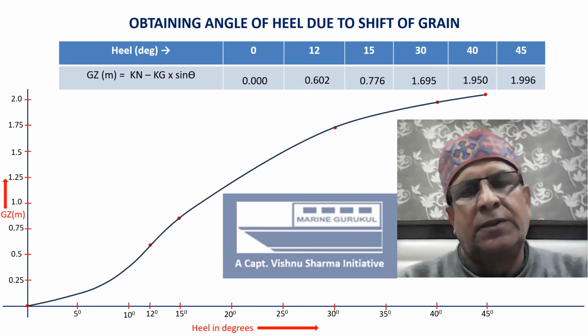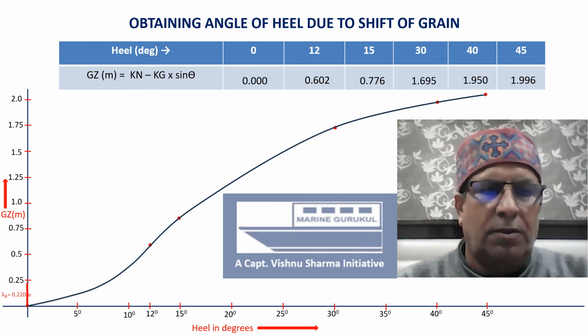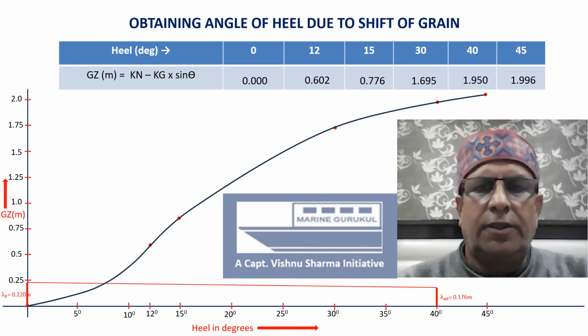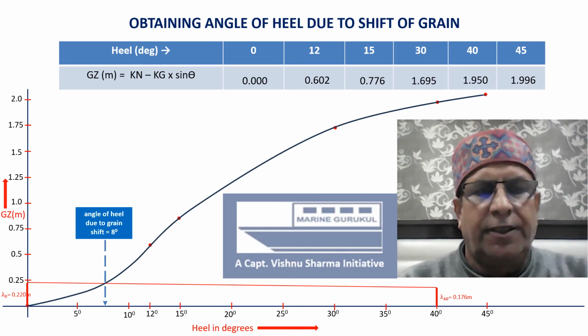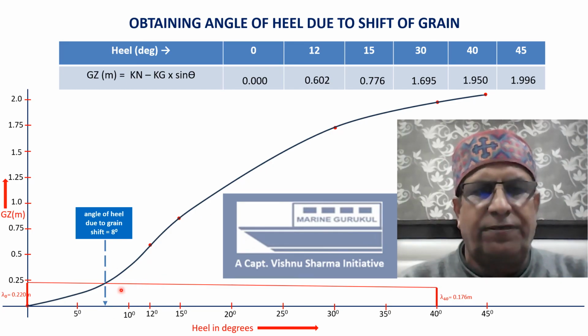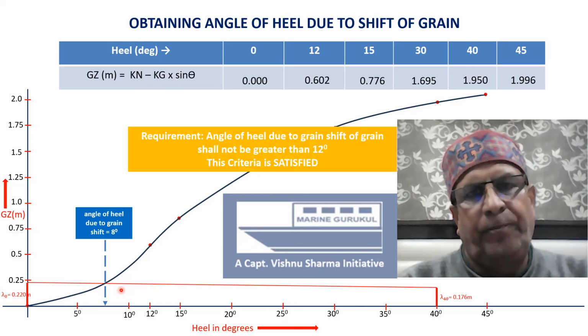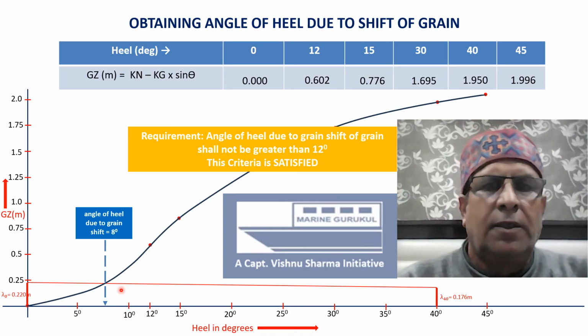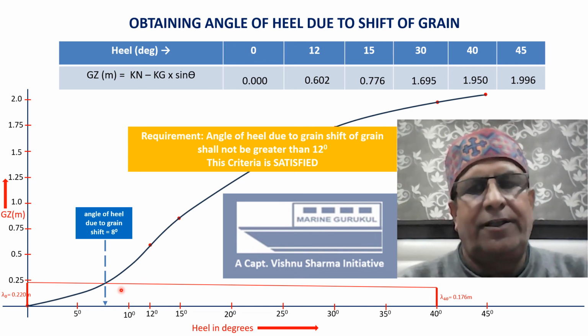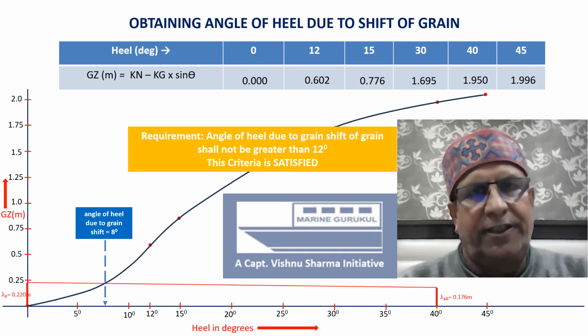We get the GZ curve here. Now at 0 degrees we plot lambda 0 using the GZ scale. At 40 degrees we plot lambda 40. We join them with a straight line. It intersects the GZ curve, the heeling arm curve and the righting arm curve intersect at 8 degrees angle of heel. So 8 degrees is the angle of heel due to shift of grain. What is the code requirement? Angle of heel due to grain shift shall not be greater than 12 degrees. This criteria is also satisfied.